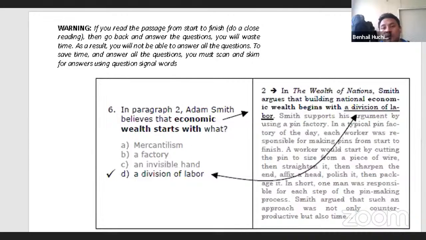So here, what are the signal words? They select economic, wealth starts with, and in the reading, you can see the Wealth of Nations. Smith argues that building national economic wealth, that is the key word, economic wealth, begins with, starts with, so that's a synonym, and the answer, a division of labor.